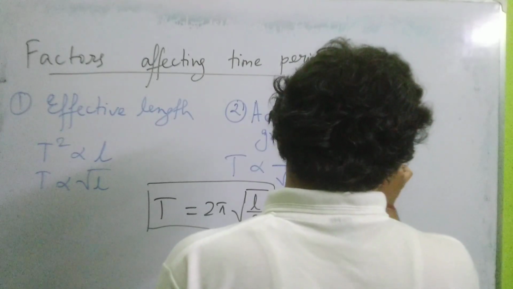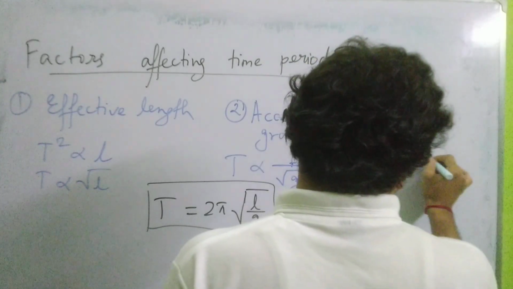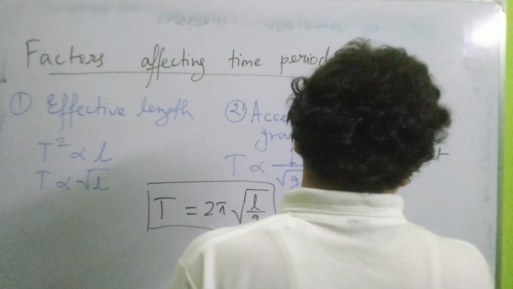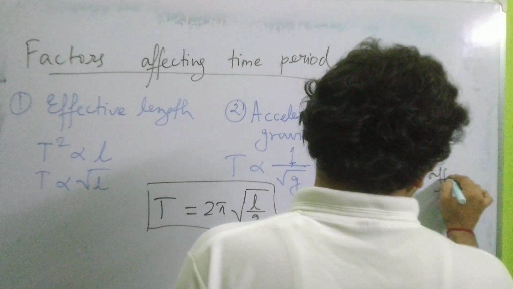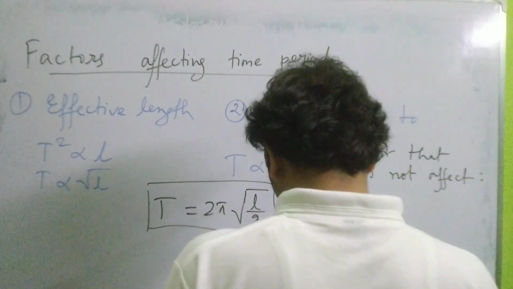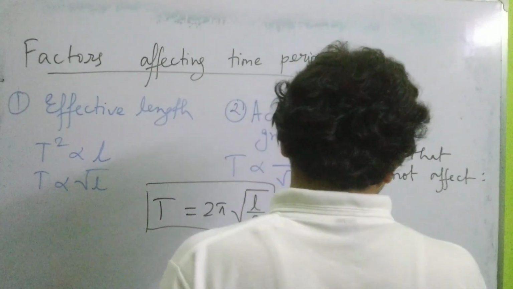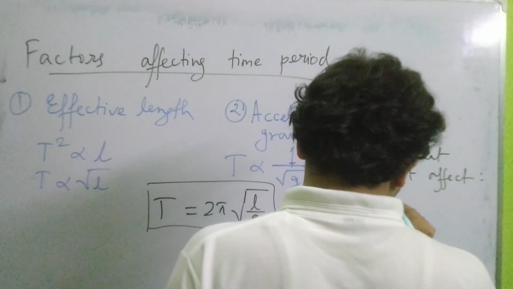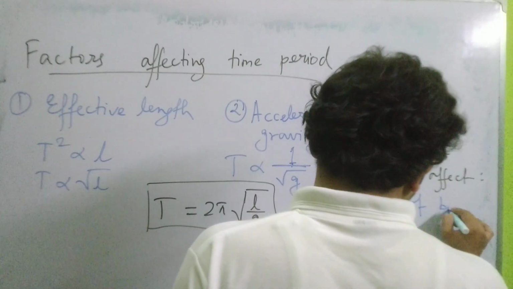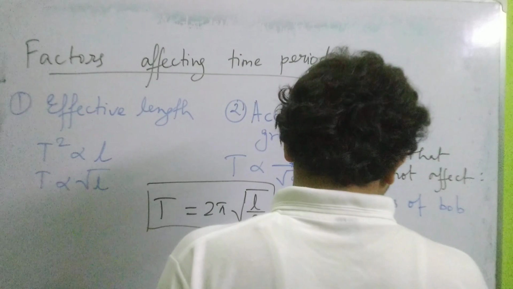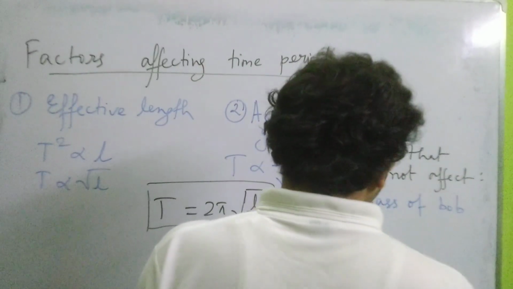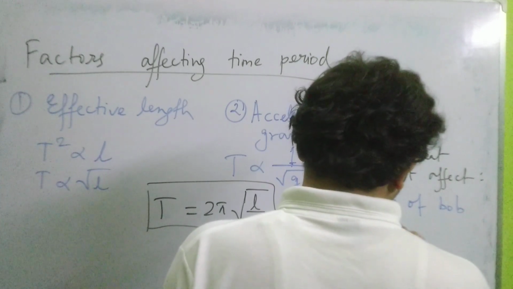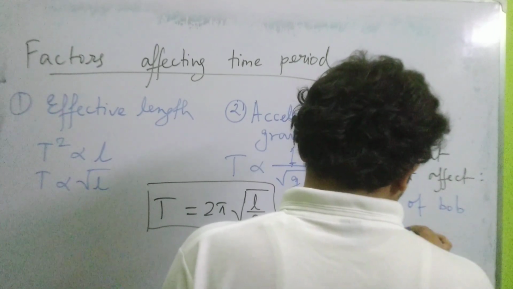Factors that do not affect the time period. The first factor is the mass of the bob, and the second factor is the amplitude, or the amount of swing. Amplitude of the swing.